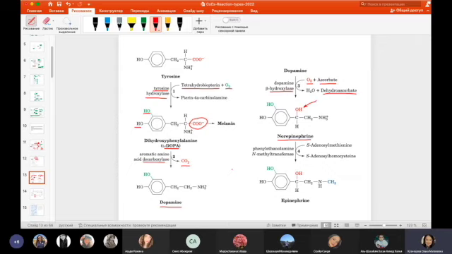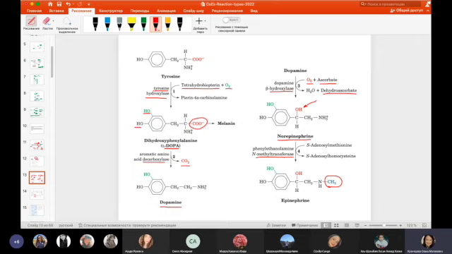Norepinephrine is the direct precursor of epinephrine. The difference between the two molecules is the methyl group, the blue methyl group here. This reaction is catalyzed by N-methyltransferase, because of the linkage between nitrogen and the methyl group. And the question is, what compound is used as a donor of the methyl group?